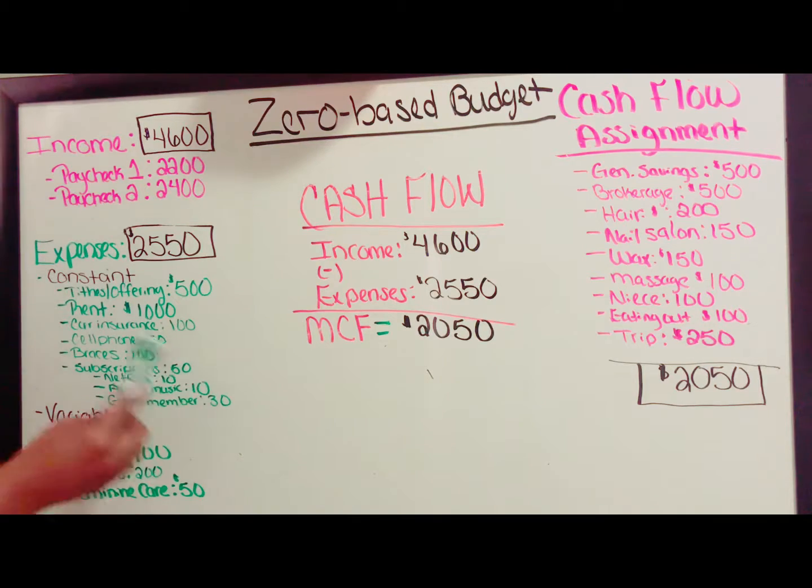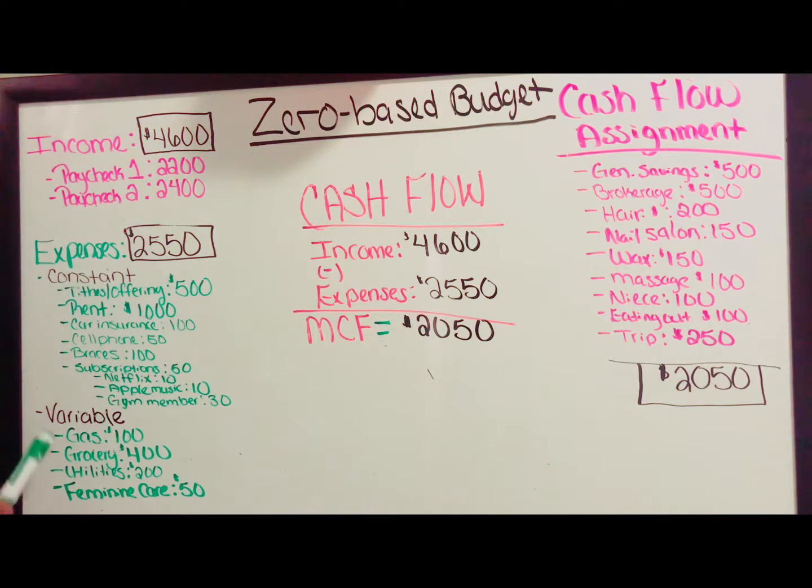What they are, then how much they equal to. Same thing for variable. Gas, groceries, utilities, and feminine care. And I mean, it's going to be different. Everyone's expenses are not the same. So I want you to understand that.